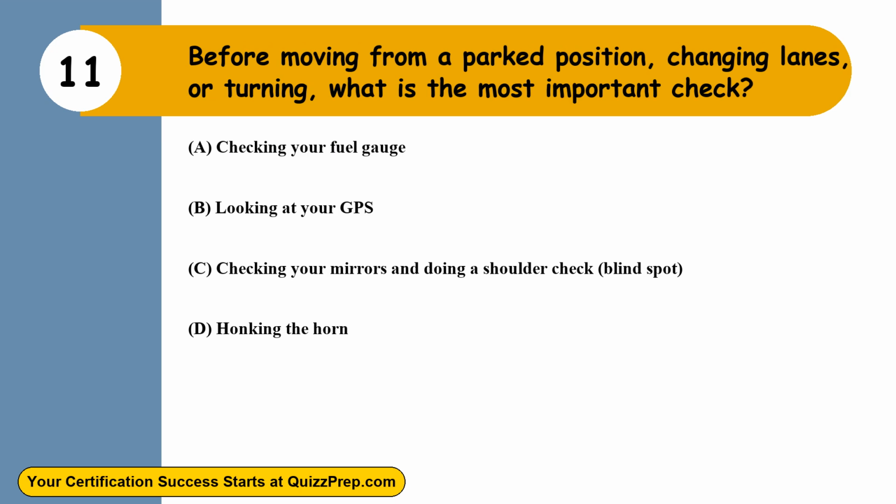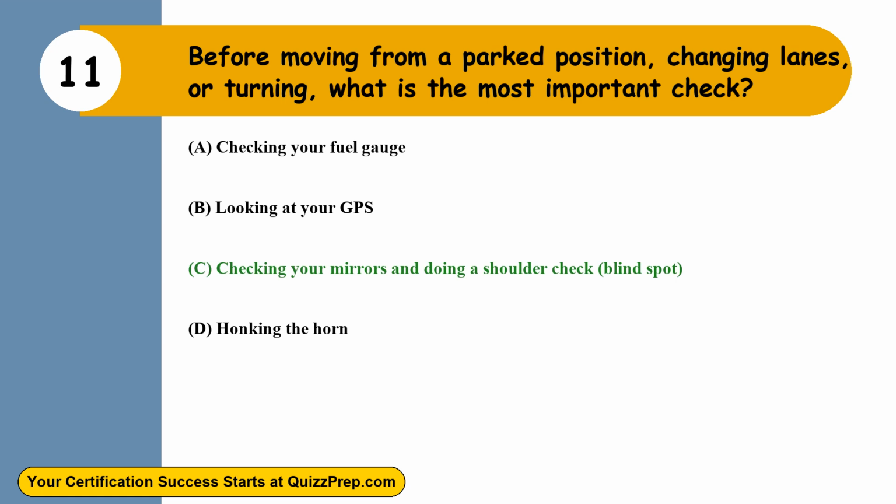Question 11. Before moving from a parked position, changing lanes, or turning, what is the most important check? Option A, checking your fuel gauge. Option B, looking at your GPS. Option C, checking your mirrors and doing a shoulder check, blind spot. Option D, honking the horn.